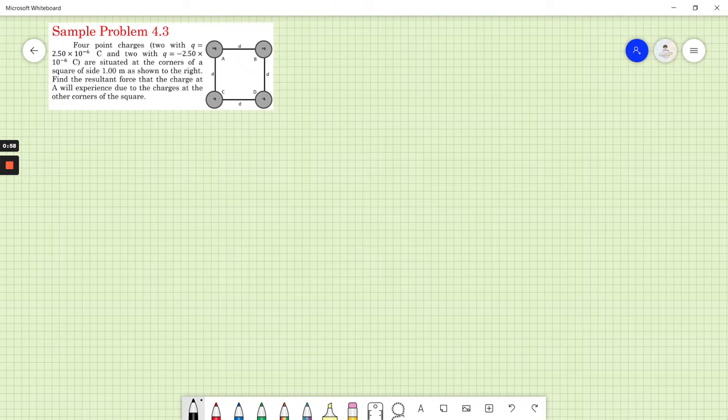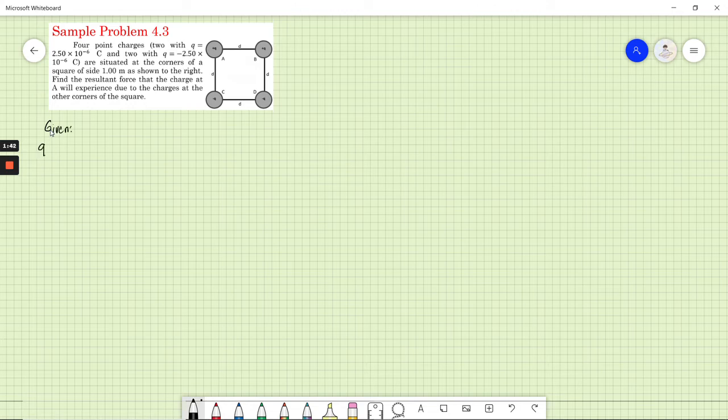Here you go. As you can see from the picture, we have four charges now, and they're situated in a way that they're forming a square. So let's look at the sample problem and understand what is happening. We have 4-point charges. Two of those four charges have a magnitude of 2.5 times 10 raised to negative 6 coulombs, while the other two have a charge of negative 2.5 times 10 raised to negative 6 coulombs. So we can write that as our given.